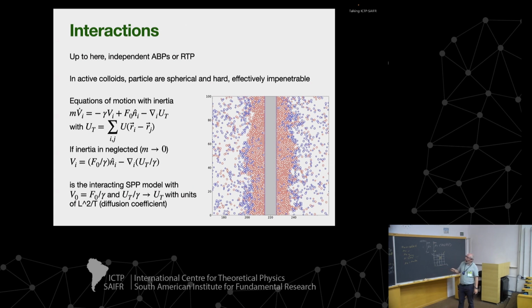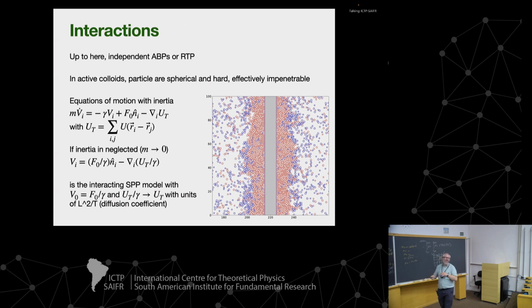And now, in this equation, I take the limit of no inertia. Mass going to 0, so this term disappears, and I move it to the left, and I divide it by gamma, and you get this equation. So this is the equation of motion for self-propelled particles in the non-inertial limit, where the self-propulsion speed that we were talking about some minutes before is just the force divided by the friction. And you get this gradient of the potential divided by gamma, that we call the potential.